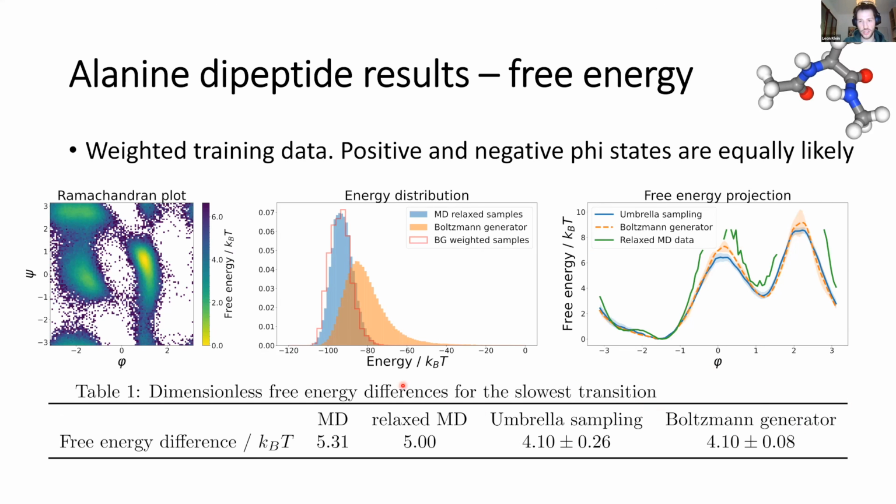And you can really see that our training data was biased. So for this relaxed training data, the free energy difference is significantly different, and this is also the green line shown in this plot. And for the classical MD, it's even more off.